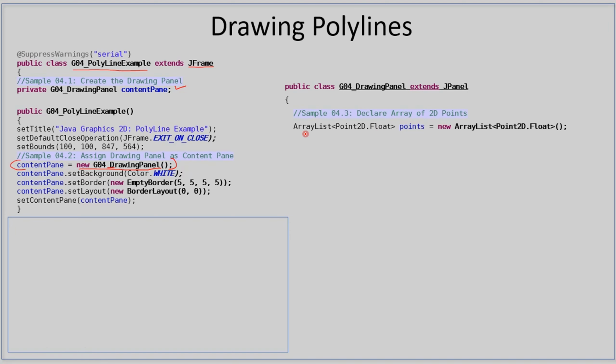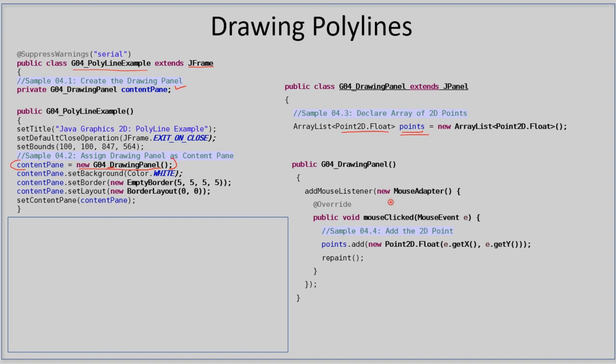Then in the drawing panel, we will define an array list of points. So it's a collection of Point2D instances, and we call this points, because to define the general path, we need more than 2 points. So a path is one or more segments. To define one segment, we need at least 2 points. So that's why here we are creating a collection of points.